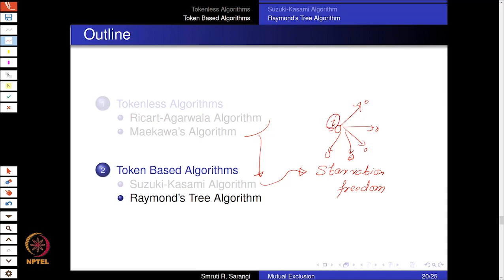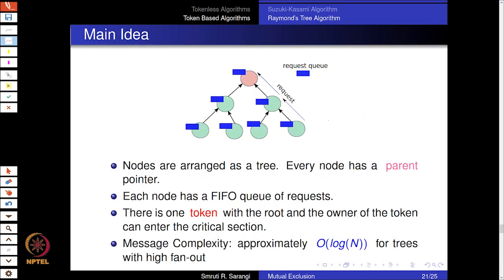Now let us discuss one more approach, Raymond's tree algorithm. So here the idea is that nodes are arranged as a tree. Every node has a parent pointer. Furthermore, each node has a FIFO queue of requests. There is one token with the root, and the owner of the token can enter the critical section, which means grab the lock.